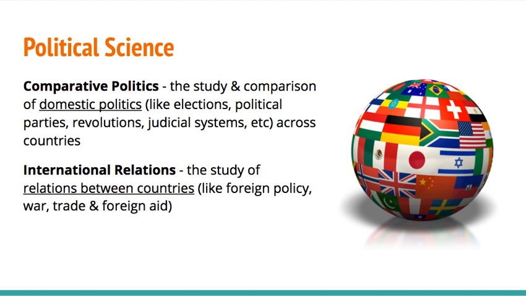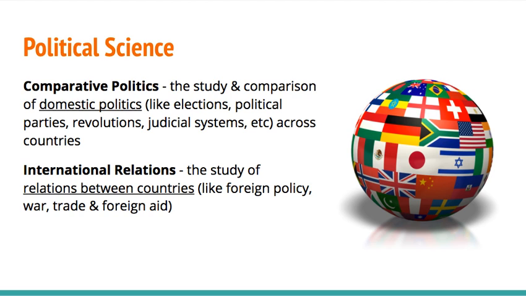As I talked about before, comparative politics and international relations are both branches of political science. In comparative politics, we focus on the study and comparison of domestic politics like elections, political parties, revolutions, judicial systems, how the executive functions, whether or not they have a parliament or a Congress and what their powers are, etc., across countries. Whereas in international relations, you focus on the relations between countries, like foreign policy, war, trade, and foreign aid.